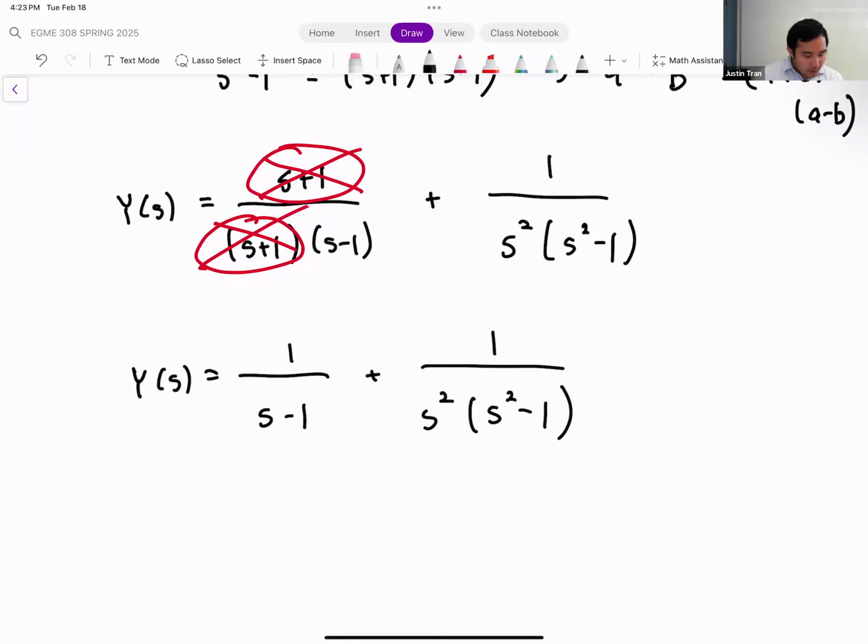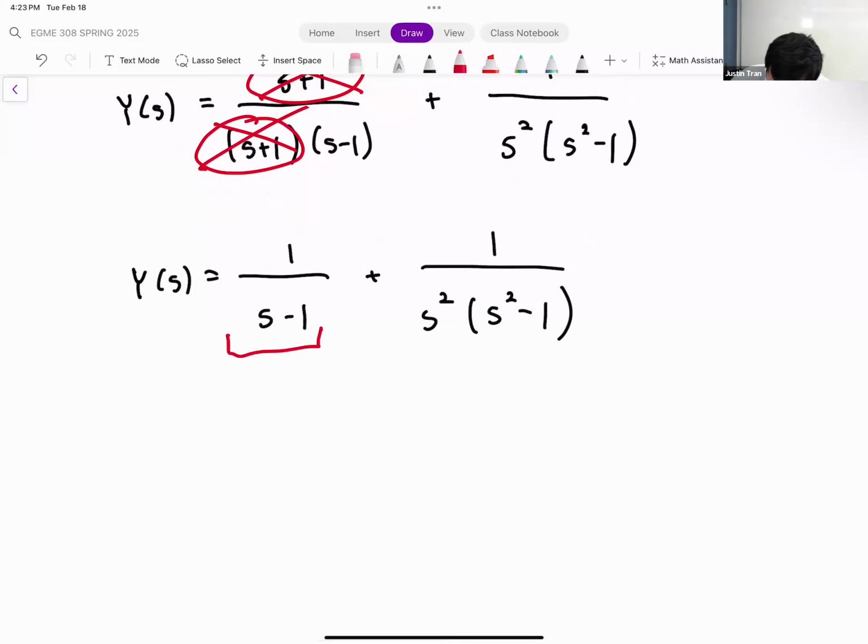All right, and so that first term there, we can go ahead and invert it because it's something that's in the table. When we invert this term, we get e to the t, right? Because the Laplace transform of an exponential function is just 1 over s minus whatever the exponent is. And so we're good on that first term.